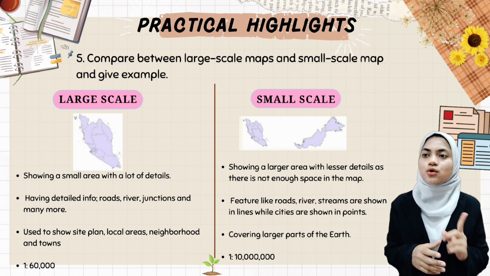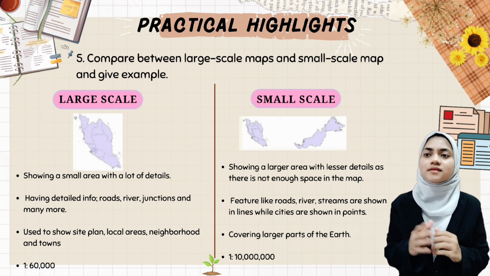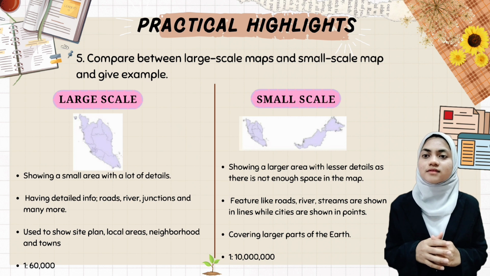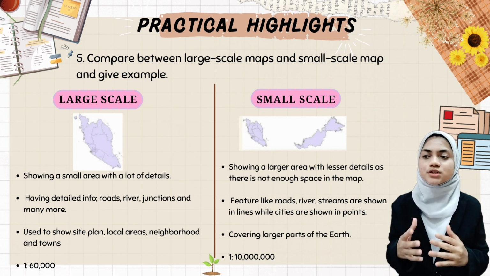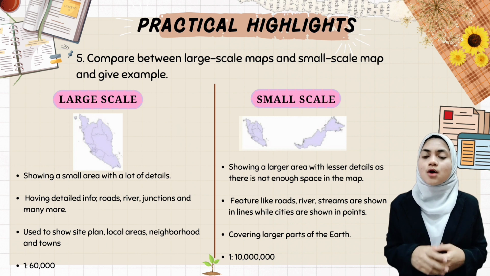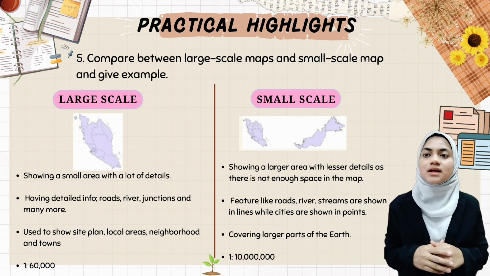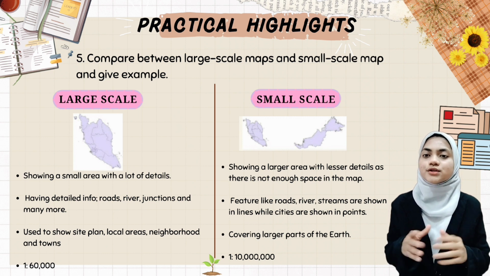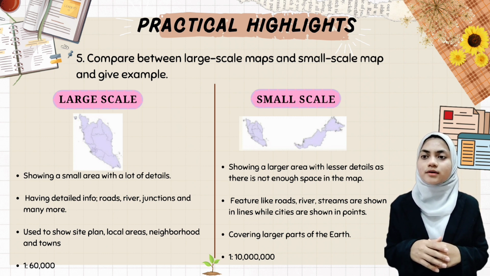A small scale map shows a larger area with fewer details, as there is not enough space in the map. Features like road, river, stream are shown in lines, while places may be shown in points, so it covers the larger part of the earth. The ratio that we are using for the Malaysia map on the small scale is 1 to 10 million.